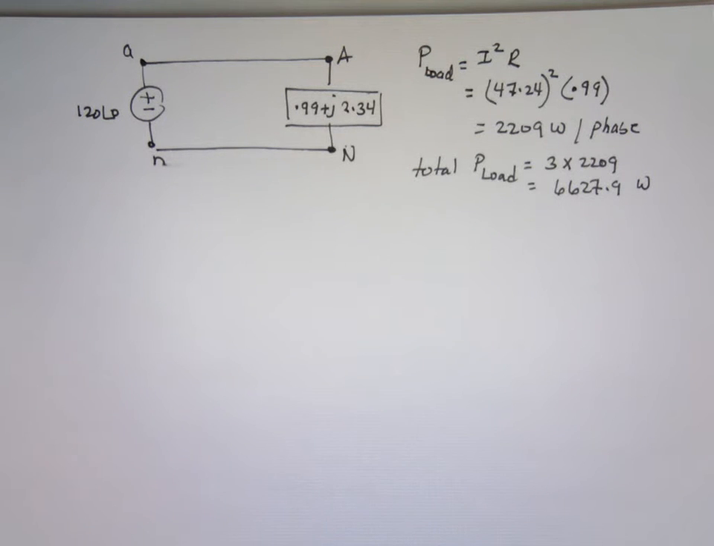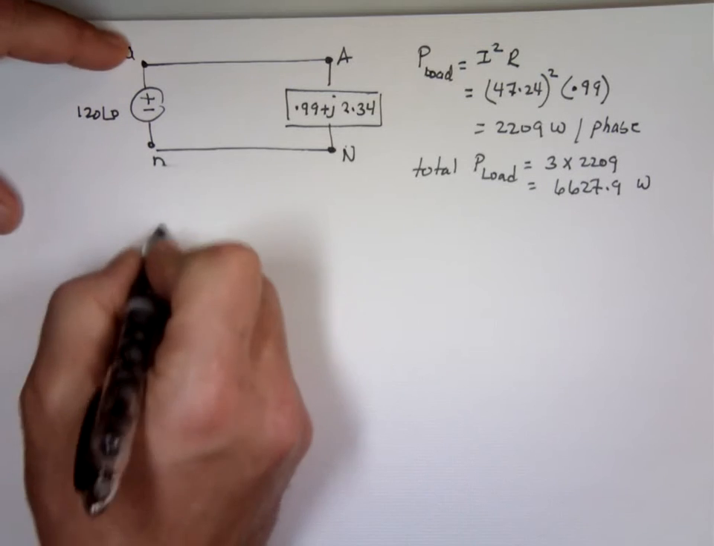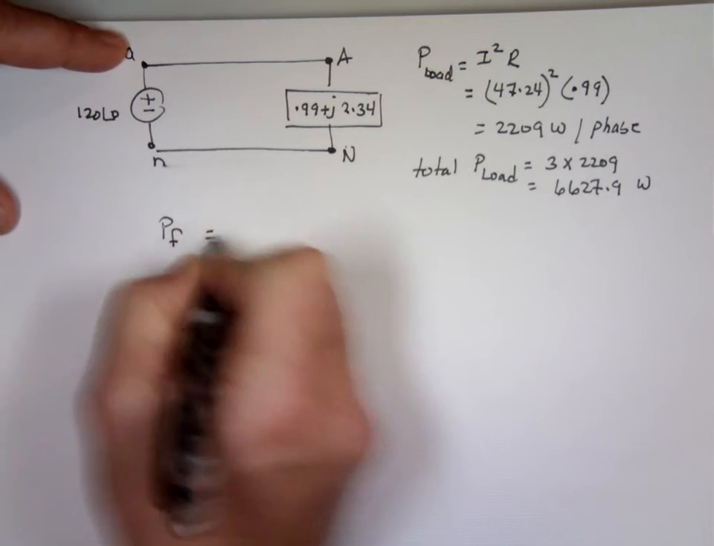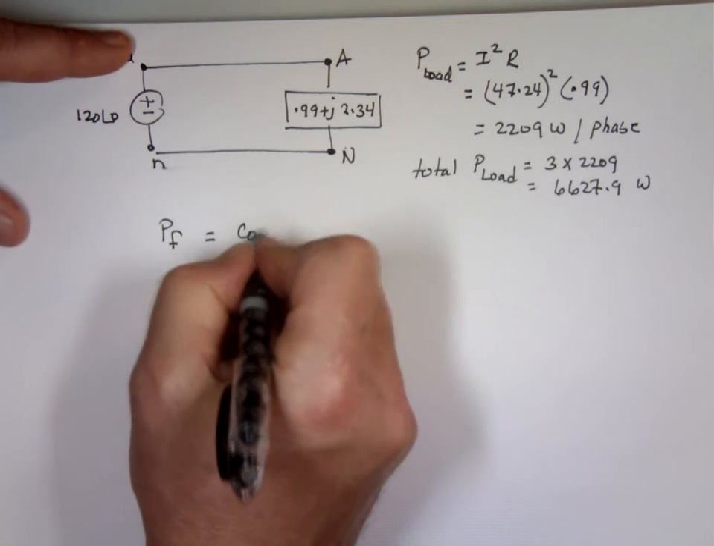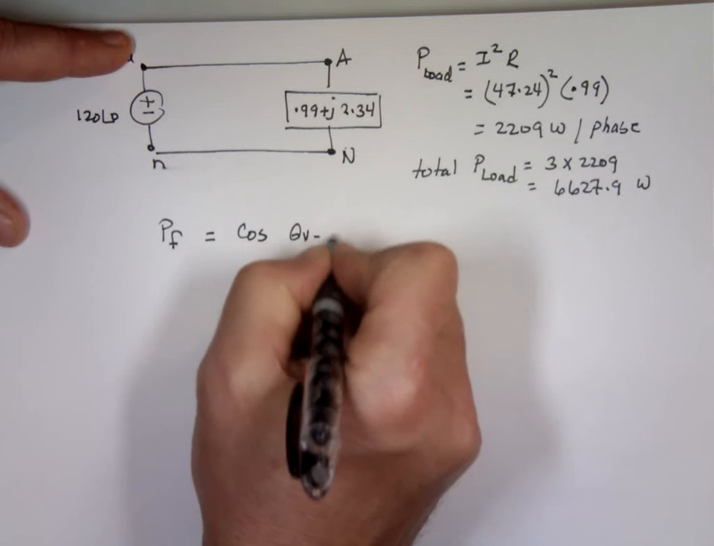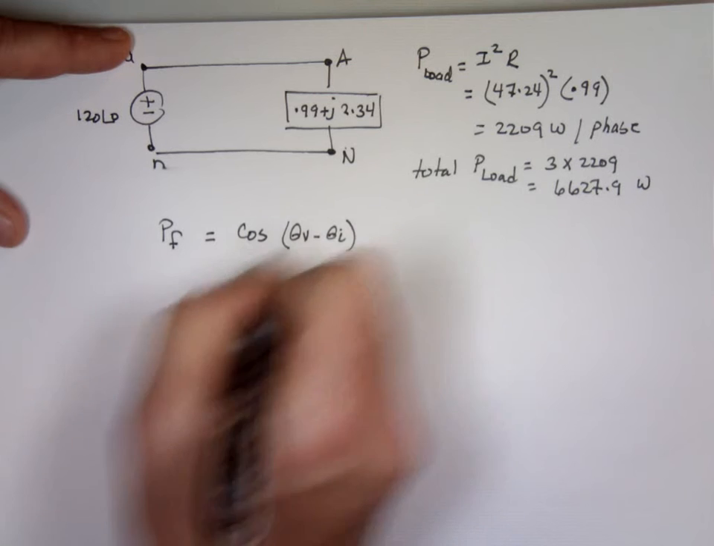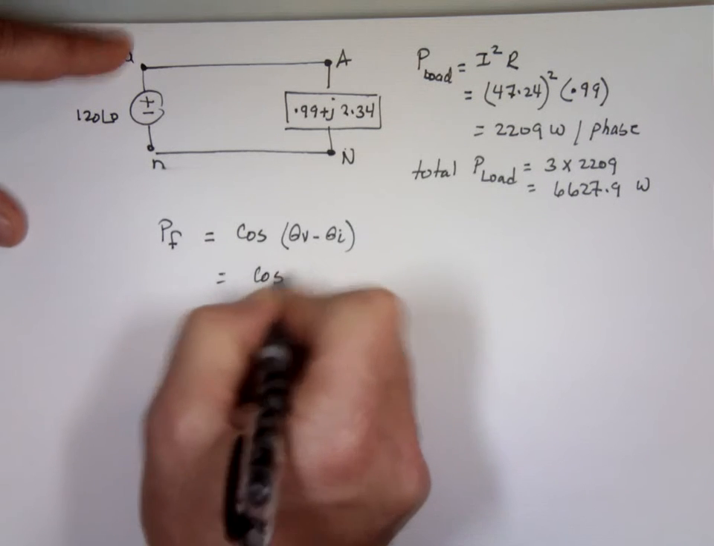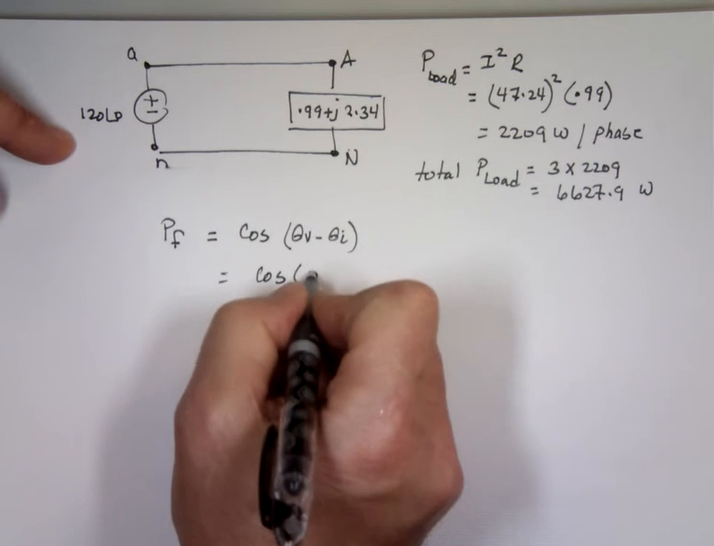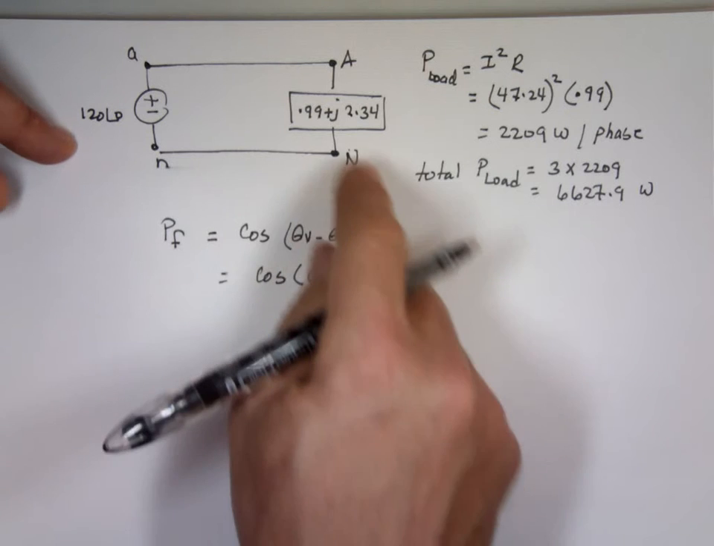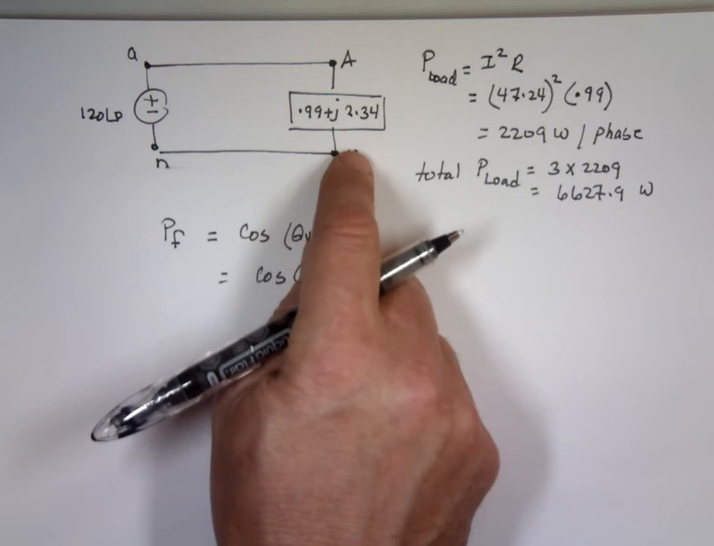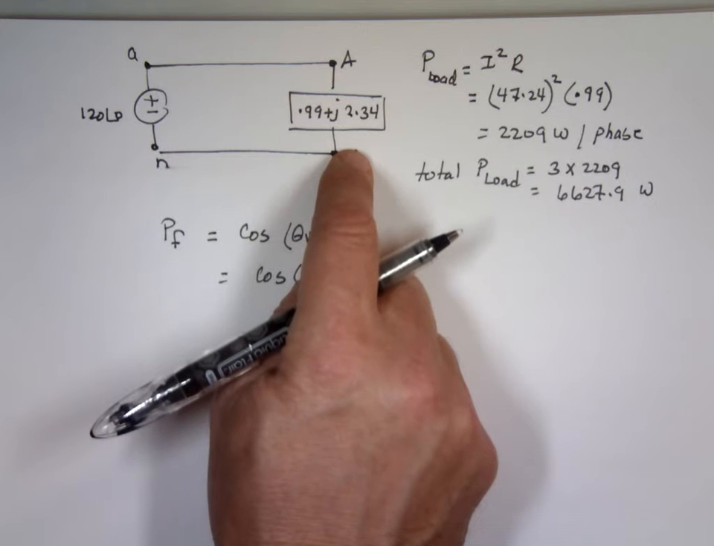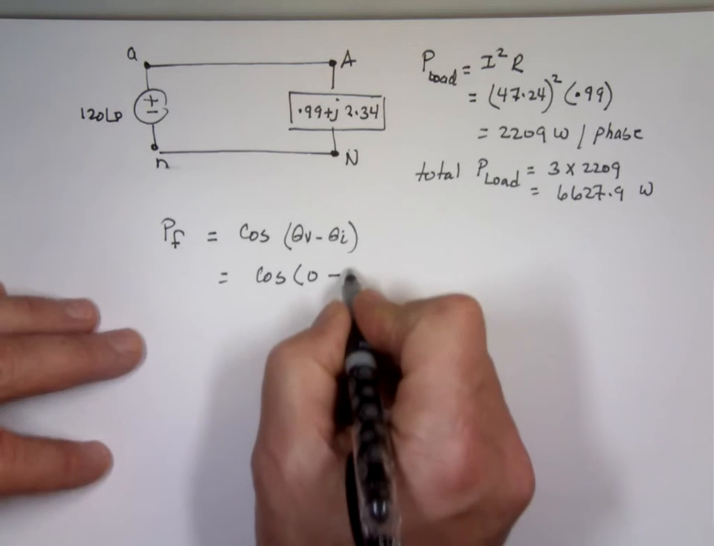What is the power factor? For the source, the load doesn't matter. There's nothing else between them. It's cosine of theta V minus theta I, which is cosine of theta V, which is 0, minus theta I. What was theta I here? I forgot what that current was. 67. Was it 67 degrees? Yep. Minus the 67.